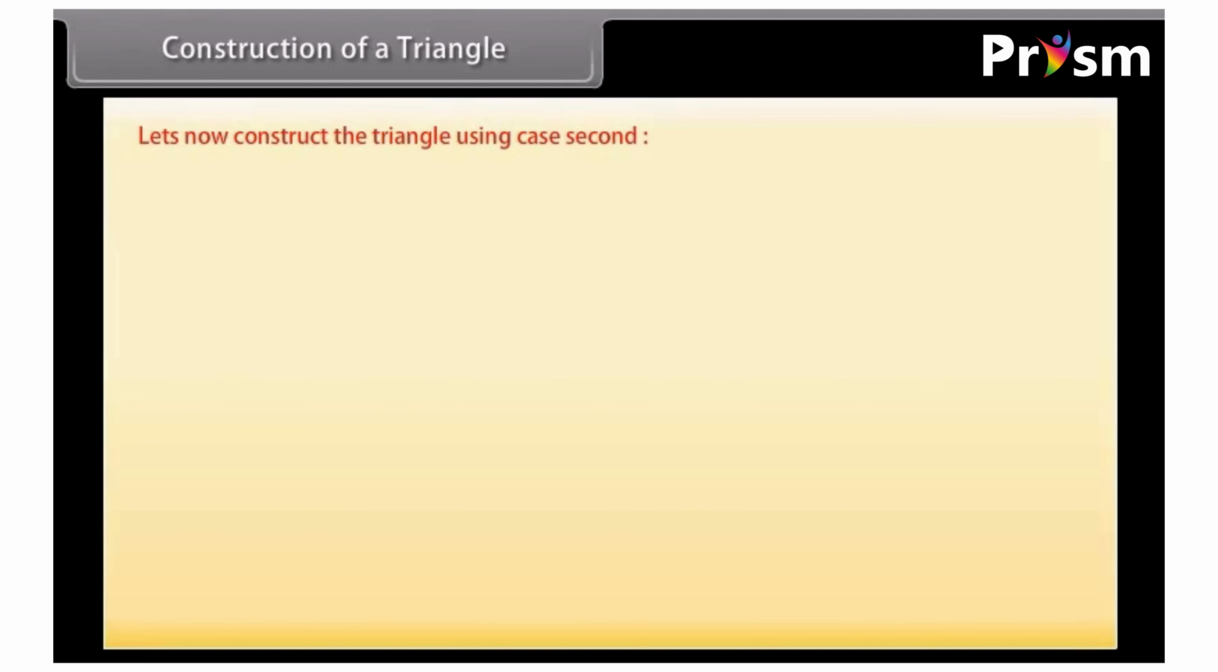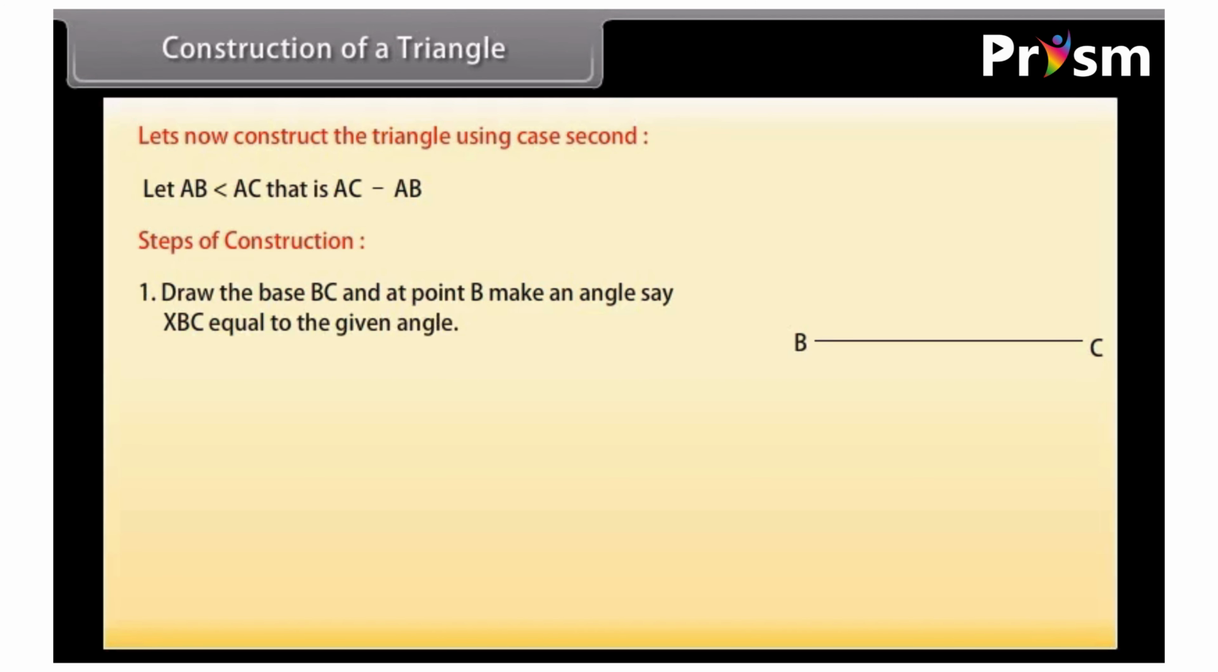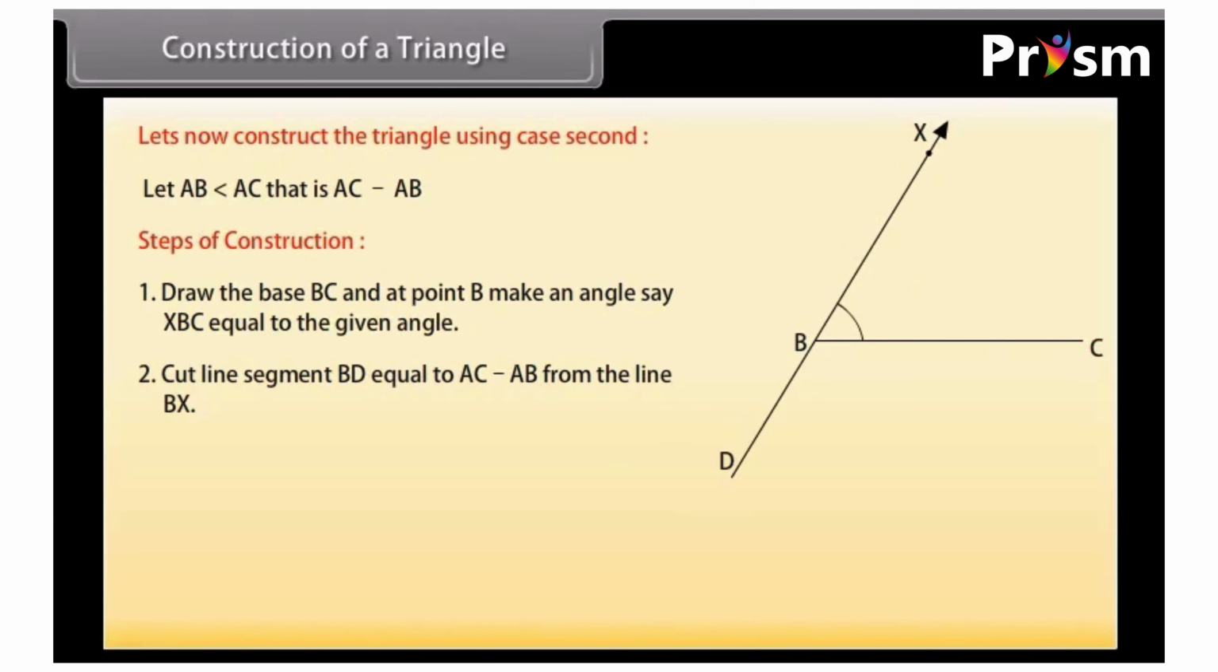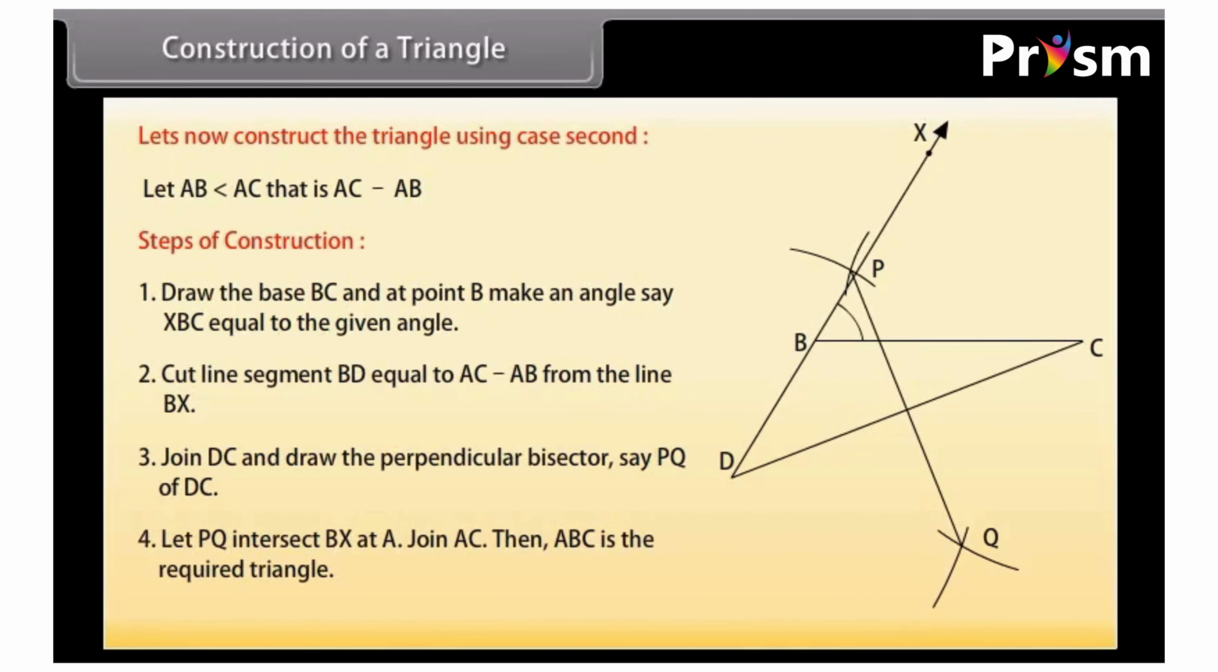Let's now construct the triangle using case second. Let AB be lesser than AC, that is, AC minus AB is given. Steps of construction. First of all, draw the base BC and at point B, make an angle, say XBC, equal to the given angle. Next is to cut line segment BD equal to AC minus AB from the line BX. Now join DC and draw the perpendicular bisector, say PQ, of DC. Let PQ intersect BX at A. Join AC. Then, ABC is the required triangle.